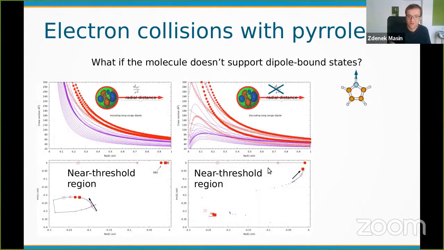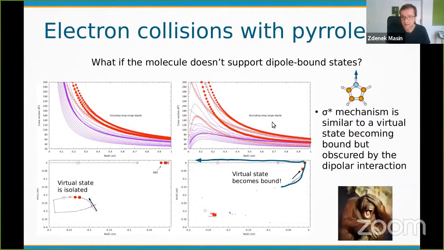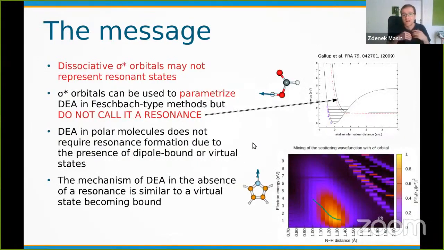So there's also a question of what happens when the molecule does not support bound states. And it basically reduces to the fact that the dipole bound state is replaced by a virtual state. So it's actually a rather simple mechanism. However, the message of this talk is that when you compute molecular orbitals, you have to be careful with their interpretation when you are trying to interpret unbound states. So dissociative sigma star orbitals may not represent resonance states.